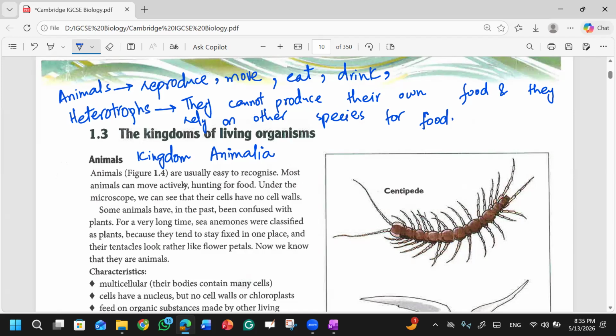Now let's start. The animals are usually easy to recognize. Most animals can move. This is the basic thing. They can move actively. They can hunt for food. Under the microscope, we can see that their cells have no cell wall. This is a new thing, right? They have no cell wall. Well, now, what is meant by cell wall?